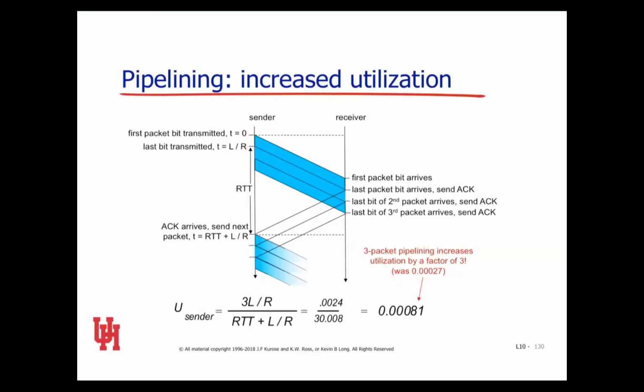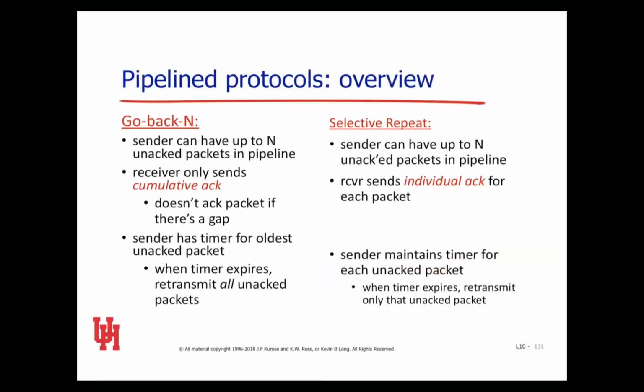Like what if I had 100 packets being sent at once? What if I had 500 packets being sent at once? What would the utilization look like? So you'll have a question based on that.